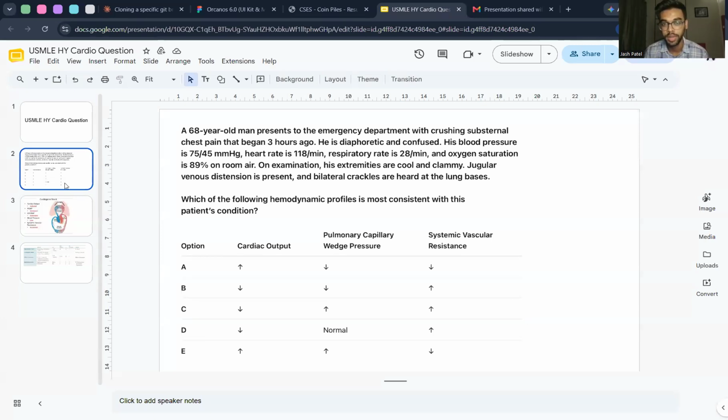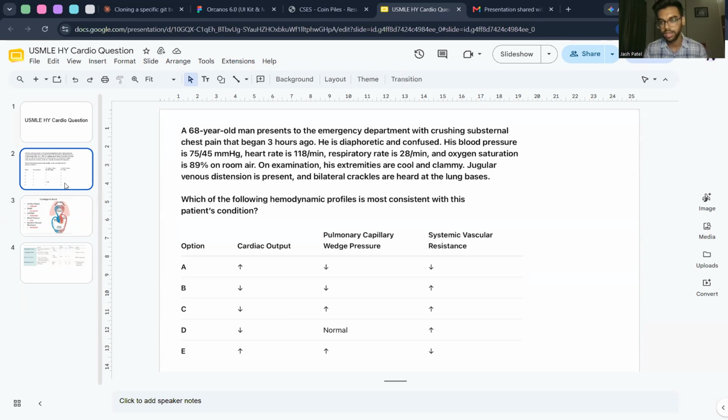We have a 68-year-old man who presents to the emergency department with crushing substernal chest pain that began 3 hours ago. He's also diaphoretic and confused. His blood pressure is 75 by 45 millimeter of mercury. Heart rate is 118 per minute. Respiratory rate is 28 per minute. Oxygen saturation is 89% on room air. His extremities are cold and clammy. Jugular venous distension is seen. Bilateral crackles are heard at lung bases. The question asks us which of the following hemodynamic profiles is most consistent with this patient's condition.